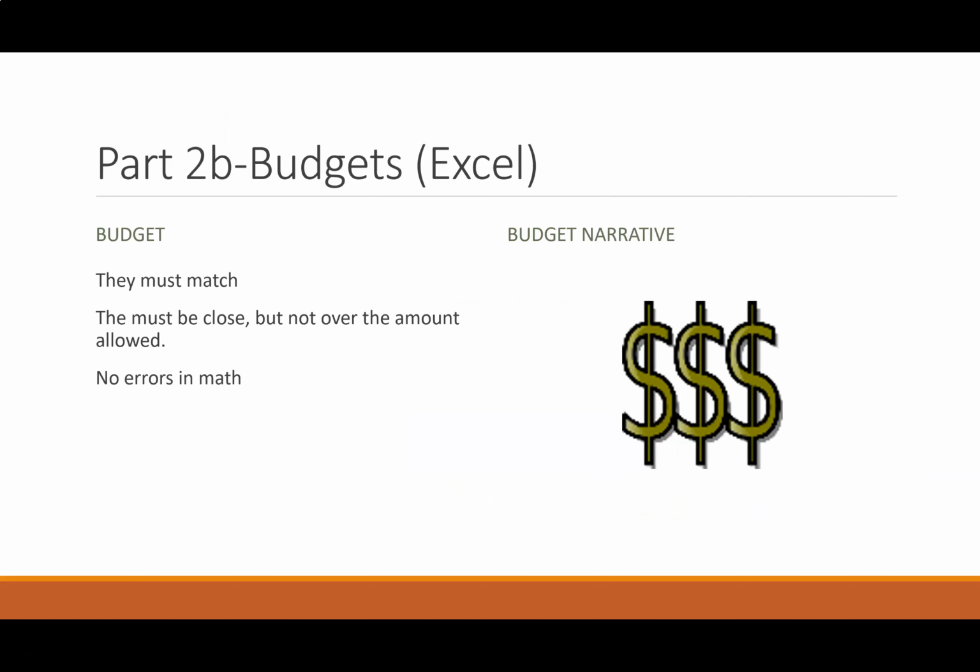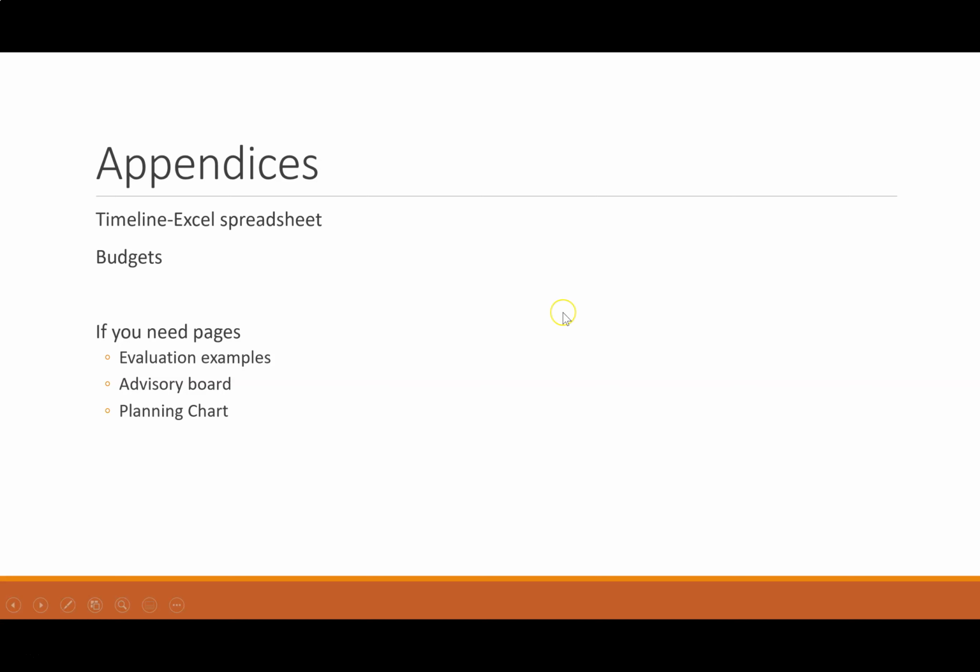Section 2B are your budgets. These will be appendices. You have the budget and the budget narrative. Remember, they have to match. They must be close but not over the total amount of the grant, and there cannot be errors in your math. This should all be relatively easy because you've already submitted it and had things corrected and suggestions made. The appendices, you have your timeline Excel, budget sheets, and your 2 budgets. So you would have appendices that are Excel documents.